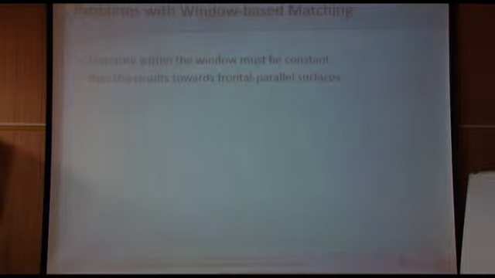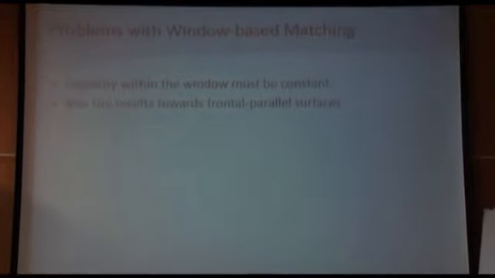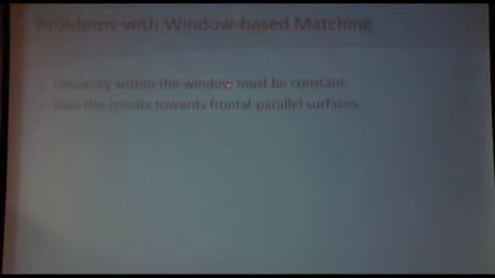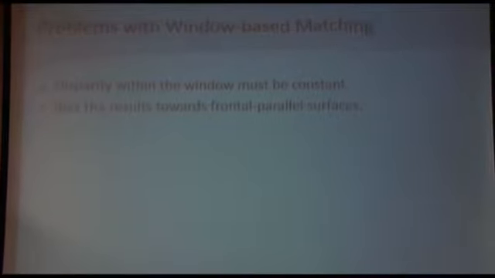So, what are now the problems with this kind of area-based matching? We have one of the rules that the disparity within the window must be constant. That means that the whole algorithm is always biased into frontal parallel surfaces, because there this kind of projection holds very good.